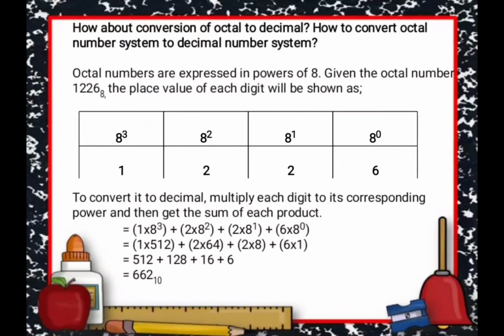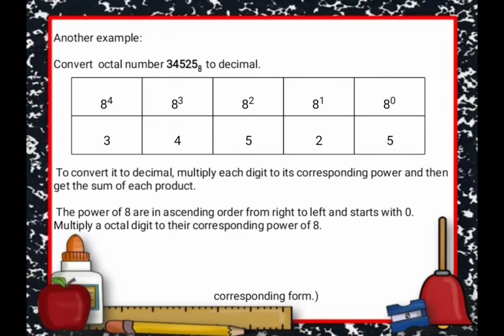And then here we have the decimal number 662. So from the octal number 1226, converted into a decimal number, we came up with the answer 662 decimal number. So I will give you another example.